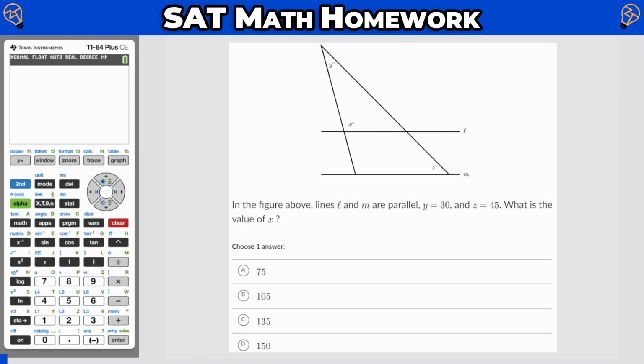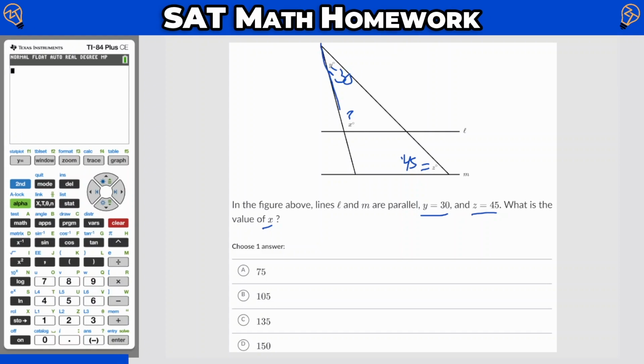So let's go ahead and label the diagram with the information they give us. They tell us y is 30 and z is 45. And they want you to find the value of x. So there's always a couple of approaches with these kinds of angle relationships. Let's just get started with what stands out.